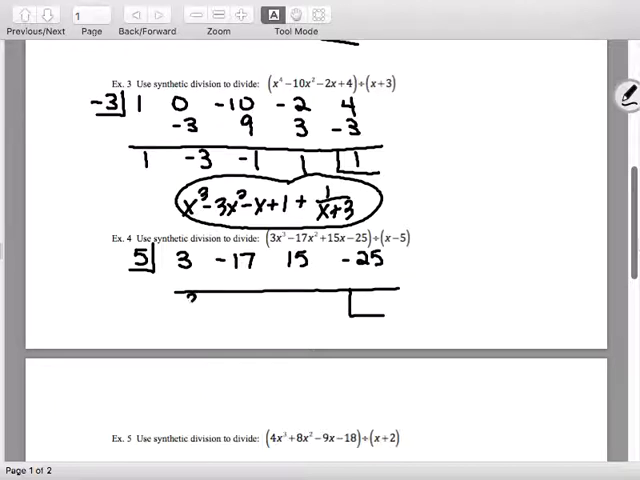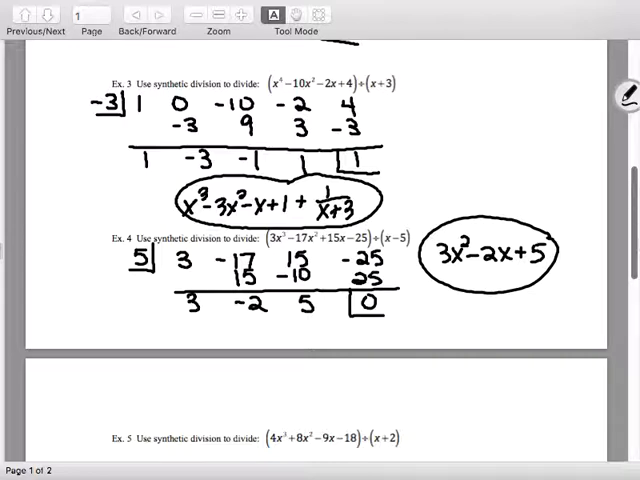I bring down the first number, which is 3. 5 times 3 is 15, add the column. That's negative 2. 5 times negative 2 is negative 10, add the column. 5 times 5 is 25, add the column. What does that 0 mean? No remainder. It also means x minus 5 is a factor. Okay, that means x minus 5 is a factor. So this is 3x squared minus 2x plus 5.